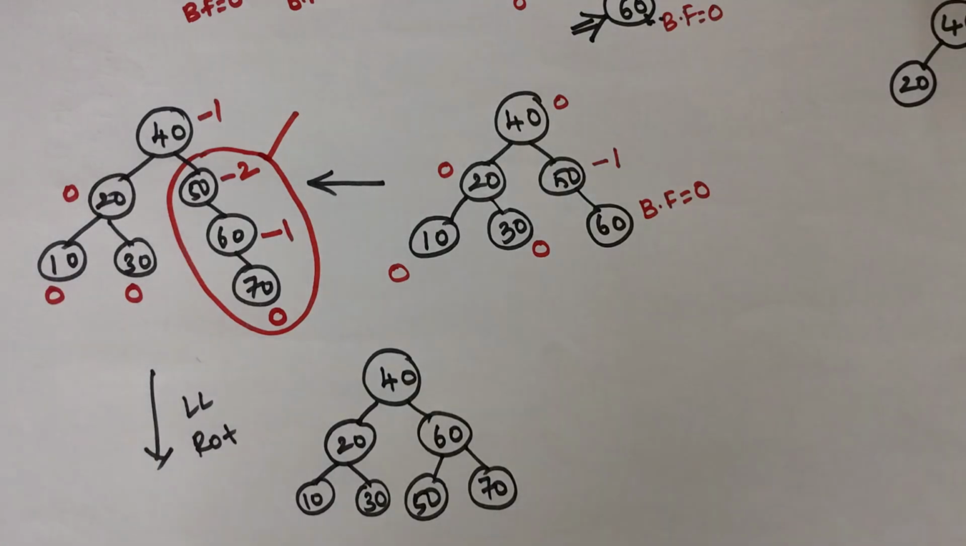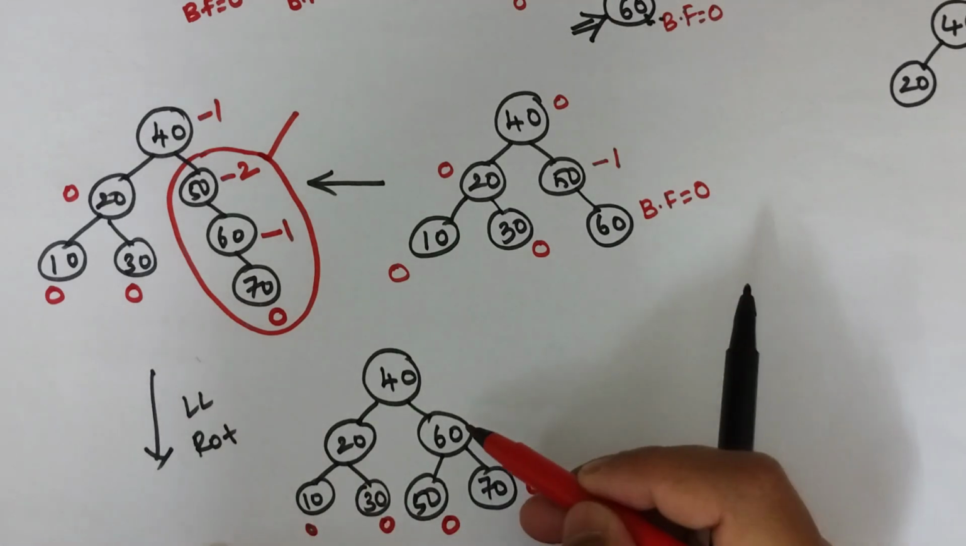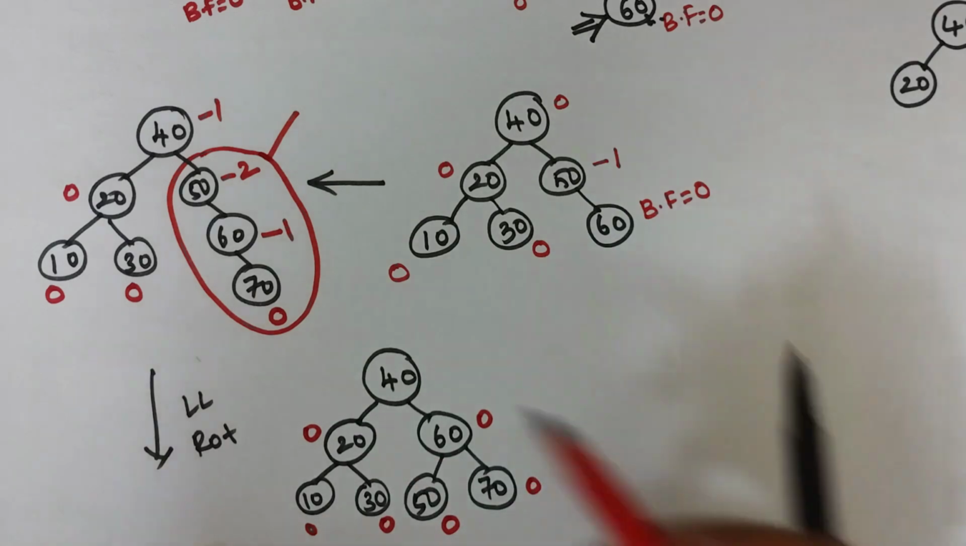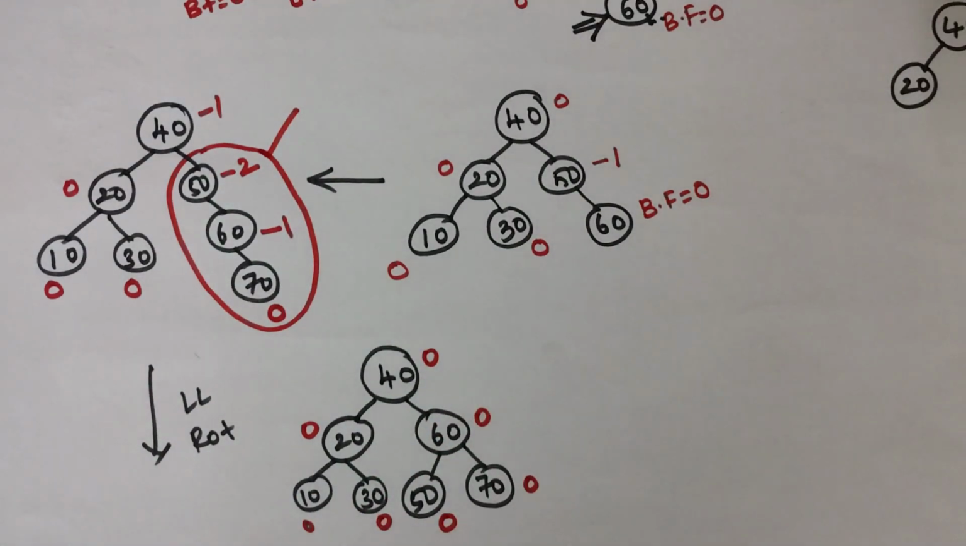Okay, now find the balance factors. Balance factor for 70 is 0. Balance factor for 50, 0. For 30, 0. 10, 0. For 60, 1 minus 1, 0. For 20, 1 minus 1, 0. For 40, 2 minus 2, 0. So the tree is balanced, right?